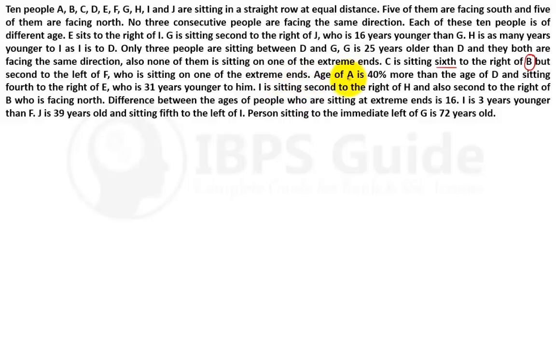Go ahead and read. The age of A is 40% more than D and A is sitting 4th to the right of E. Again, talking about the age of A, it is 40% more than the age of D. Here the use of D is just for comparing with the age of D.